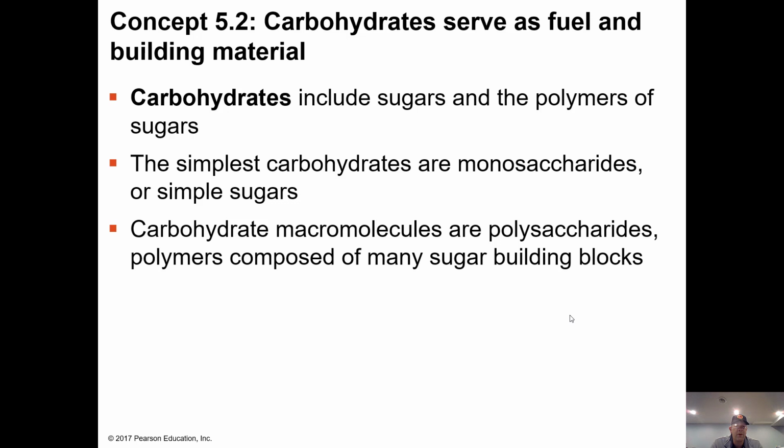So the monomers of carbohydrates are called monosaccharides, and the polymers are called polysaccharides. Sometimes we use the term sugar interchangeably for monosaccharides, and that's all right. But there are some sugars that technically are actually like a disaccharide, which is a little bit more than a monosaccharide. So you'll see this in a minute.